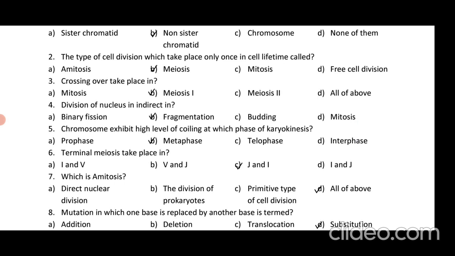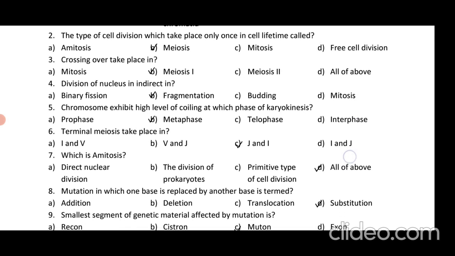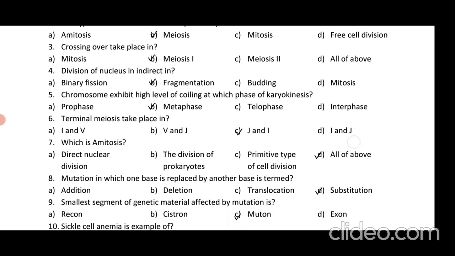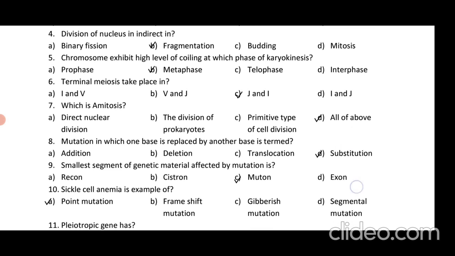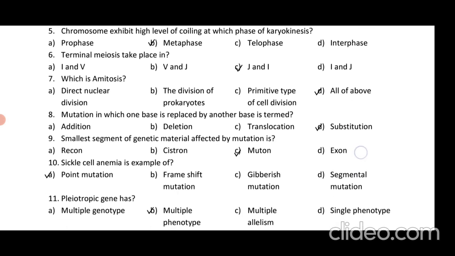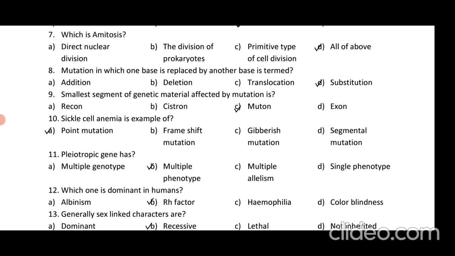Mutation in which one base is replaced by another base is termed as substitution. When one base is substituted with another base, it will be the substitution. Smallest segment of genetic material affected by mutation is muton. Sickle cell anemia is example of point mutation. Pleiotropic gene has multiple phenotypes.